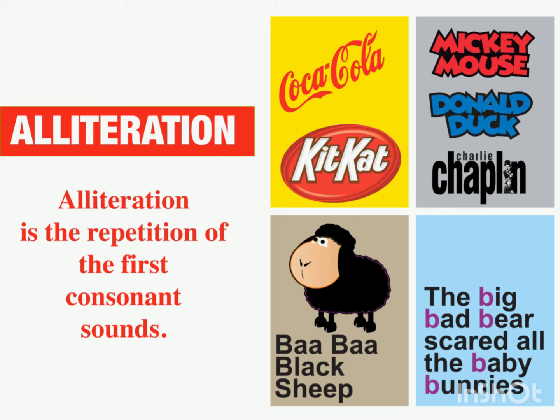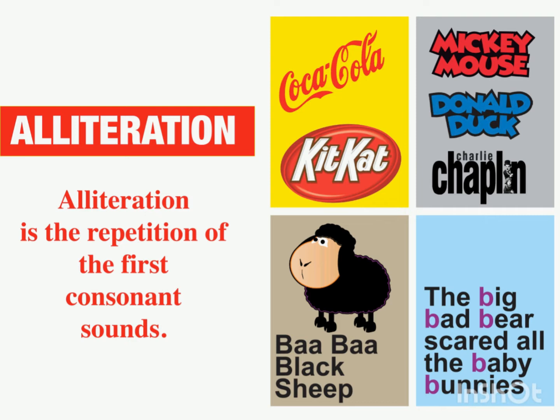The third one is alliteration. Alliteration is the repetition of the first consonant sounds. When you were kids, you might have heard the tongue twister. Betty bought some butter. The butter was so bitter, so she bought some better butter to make the bitter butter better. So here, the b sound is repeating. And this is an example for alliteration. Some more examples that you're very familiar with are Coca-Cola, Kit Kat, Mickey Mouse, Donald Duck, Charlie Chaplin, Baa Baa Black Sheep. The big bad bear scared all the baby bunnies.